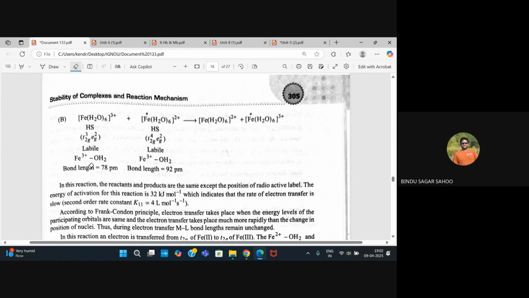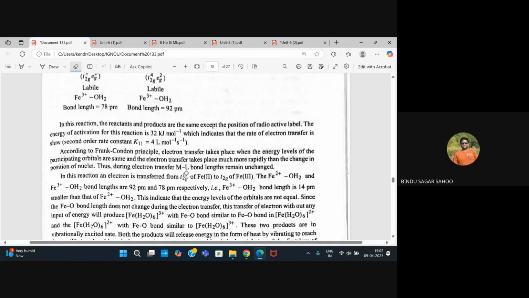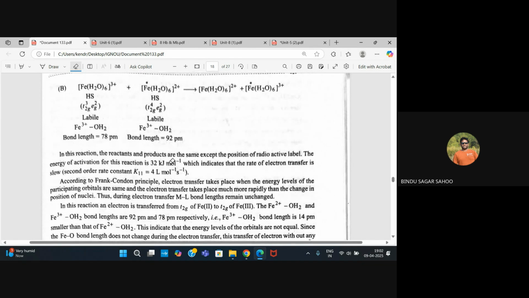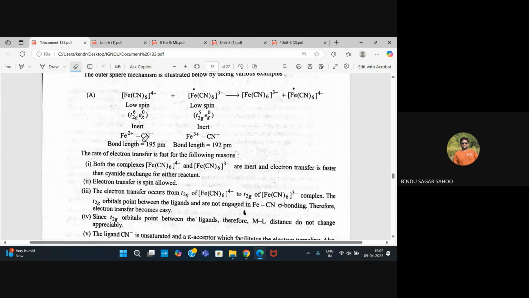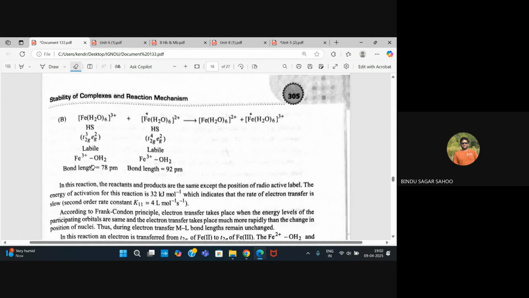So in this condition, the electron can easily flow from one iron complex to another iron complex. But when the bond length difference is more, that means the energy difference between the two metal complexes will be a little bit larger. So when there is a larger energy difference for electron transfer, we need to apply some activation energy. So in the first case, we don't need any activation energy for transfer of electron. But in the second case, the bond length difference is more. That's why we need activation energy for transfer of electron.